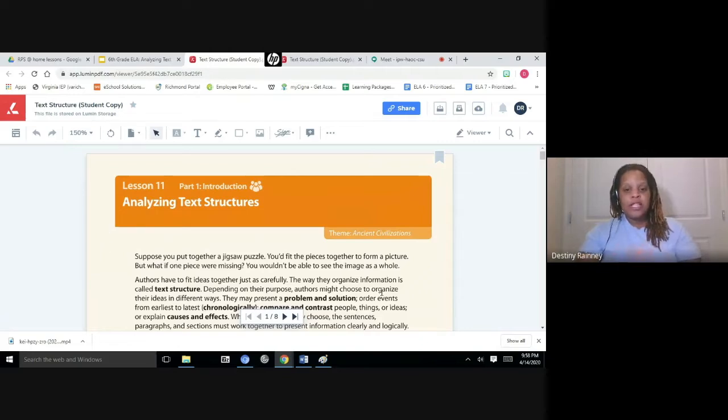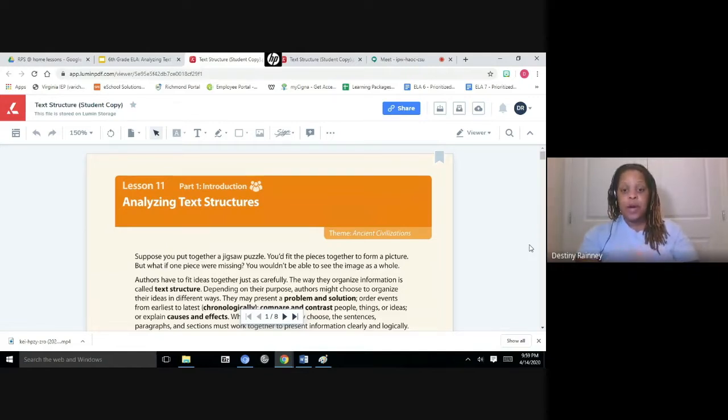Suppose you put together a jigsaw puzzle. You'd fit the pieces together to form a picture. But what if one piece were missing? You wouldn't be able to see the image as a whole. Authors have to fit their ideas together just as carefully. The way they organize information is called text structure, or what we more commonly call organizational patterns.